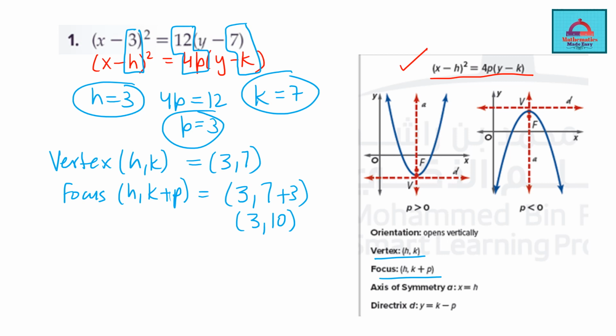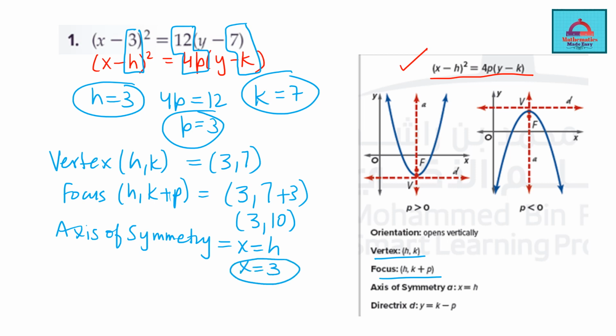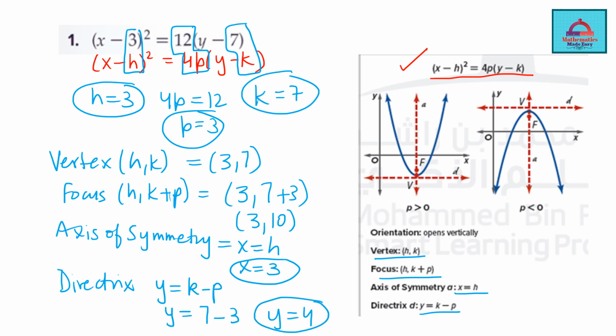Now you are going to solve for axis of symmetry. Axis of symmetry for this kind of a parabola is given by the equation x equal to h. So x equal to 3 is the solution. Last is directrix, which can be found using the last formula. So y equal to k minus p. So y is going to be, k is 7, p is 3. So y equal to 4. So this is how easy the question becomes once you learn these formulas.